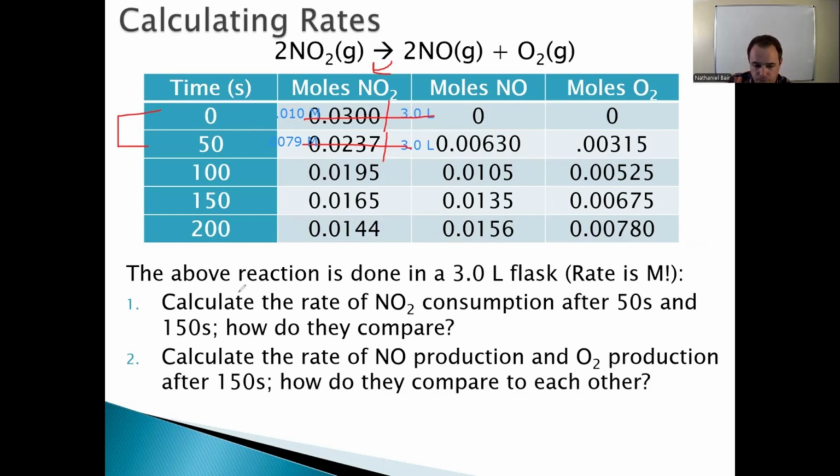So here we go. The rate is equal to the change in concentration, which is final minus initial. So we're going to take the final concentration at 50 seconds, 0.0079, and subtract the starting concentration at T equals 0, 0.010. And these are molar. We'll throw a unit on there. And then we need to divide by the change in time. How much time has elapsed? Well, 50 seconds have elapsed. So we're going to divide by 50 seconds.